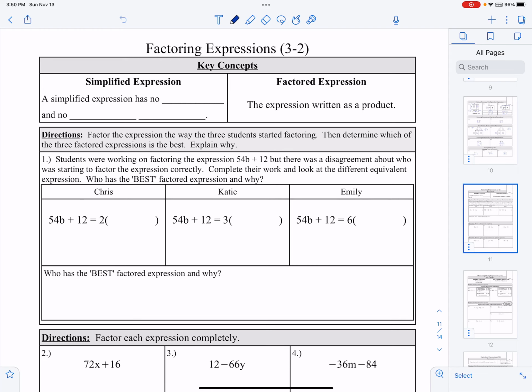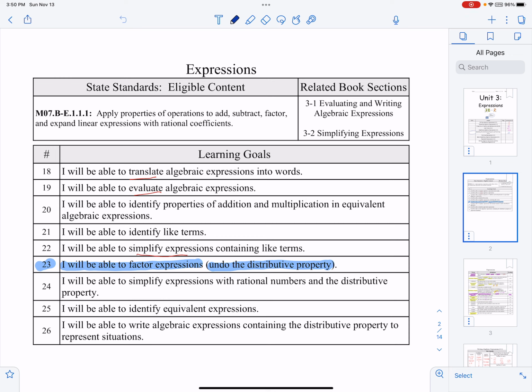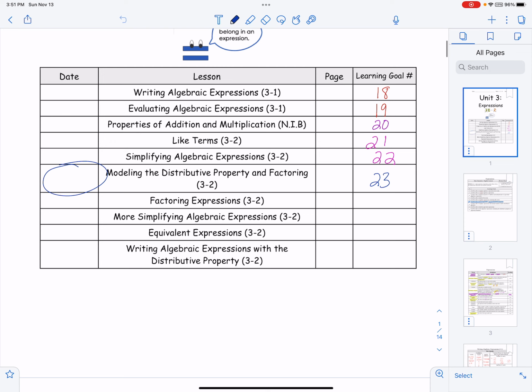All right, let's take a look at factoring expressions. In our page sorter here, let's head up to the top. This is the same exact learning goal as last time. We're just getting a little bit more complicated, I guess. So learning goal number 23, you can go ahead and fill that out. And put your date.